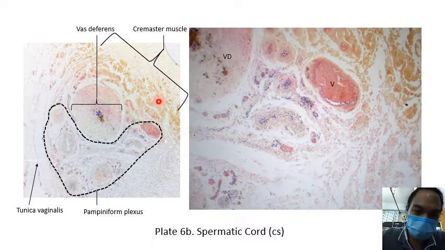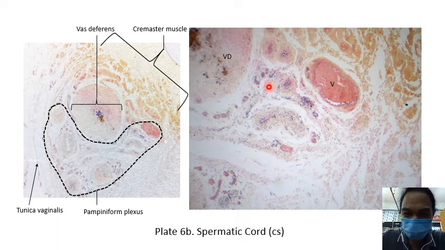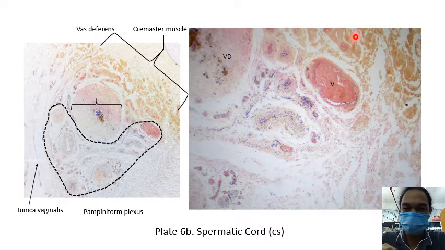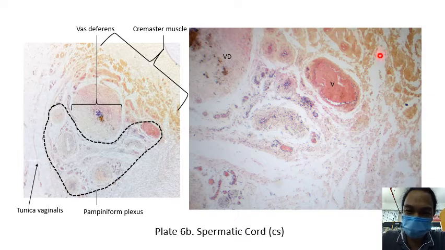Here's another portion. This is on this side. So here is the vas deferens this time. And here are blood vessels again. So here's a vein, and it's not very distinct. There are supposed to be nerves in this area also. And here we have a portion showing the cremaster muscle.